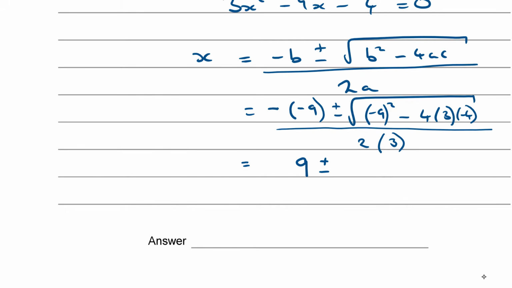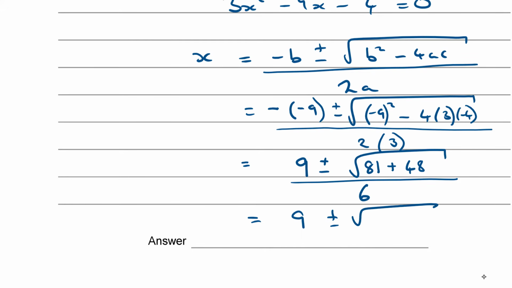9 plus or minus, what's the root there then? So negative 9 squared, negative 9 times negative 9, is positive 81. And I've got minus 4 times 3 times negative 4. And again, my 2 negatives there are going to make a positive, so it's going to become a plus. 4 times 3 is 12. 12 times 4 is 48, isn't it? So it's 81 plus 48 all over 2 lots of 3, all over 6. Okay, so what's 81 plus 48? It's 129, isn't it? So that is equal to 9 plus or minus root 129 all over 6.